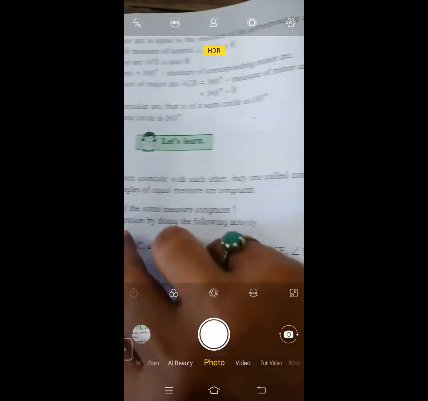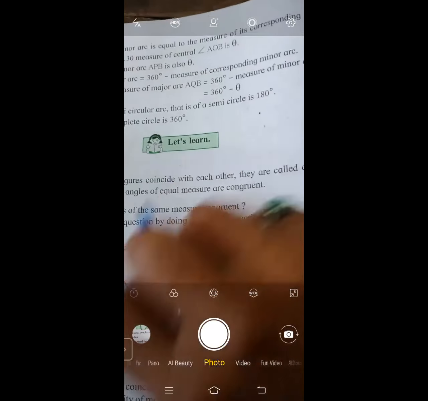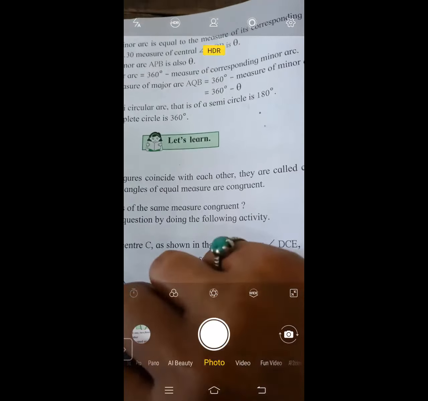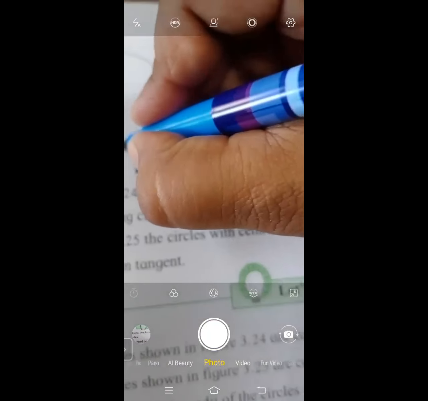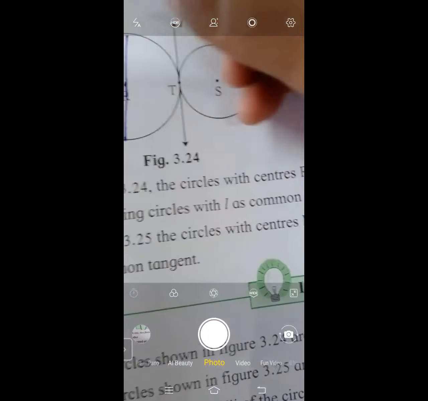The measure of a semicircular arc, that is, of the semicircle, is 180 degrees. A semicircle is half of the circle. If this is the circle and I draw a diameter over it, the diameter is the largest chord. A chord passing through the center of the circle is called the diameter.